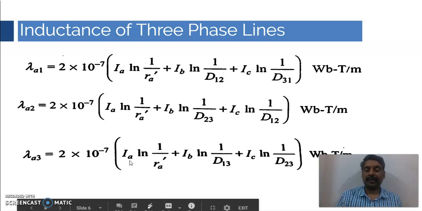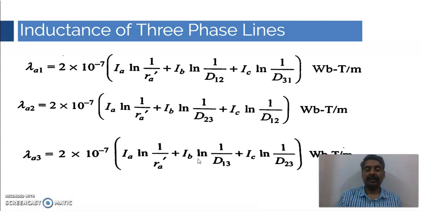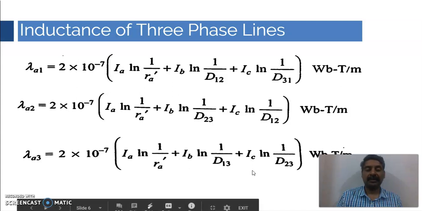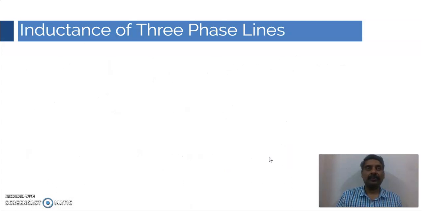Okay, so because of IA it is 1 by RA dash, it remains same because of self current. Now IB it is natural logarithm 1 by D13 and IC it's 1 by D23. So now if you want to calculate the total flux linkage, you need to take the average.